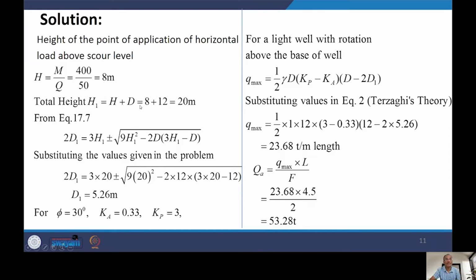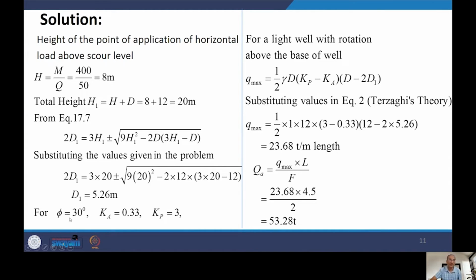Total height H will be h plus D, that is 8 plus 12 meter, 20 meter. And from equation 17, which we have already discussed in theory, using this equation you can find the value of D1. Twice D1 can be calculated from this relation, where 3H1 is 20 meter, 9H1 square minus 2D, 3H1 minus, where D is the depth of the valve. Capital D is not the diameter of the valve, rather it is the depth. Once you substitute these numbers here, you find that D1 is 5.26 meter, positive sign.